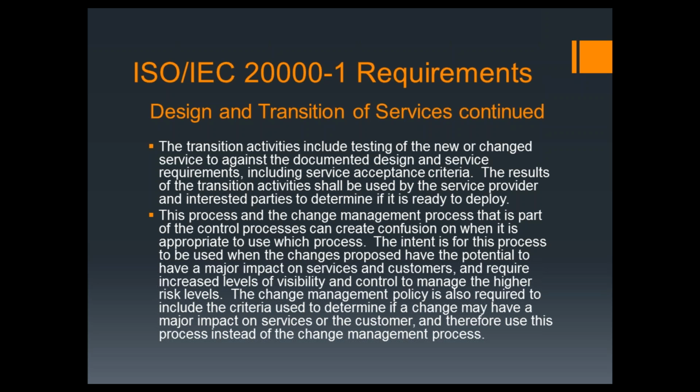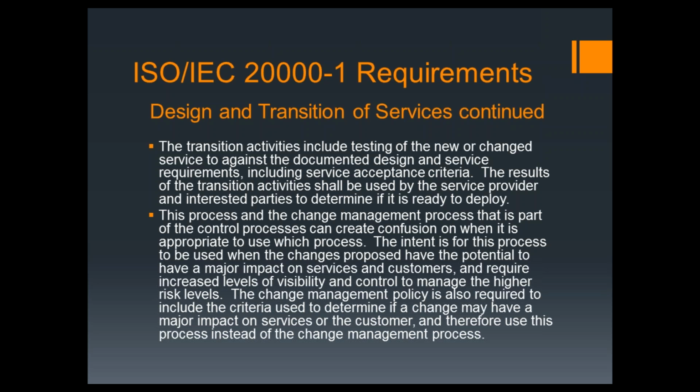This process and the change management process that is part of the control processes, which is another main section of this standard, can create a little confusion on when it's appropriate to use which process. But basically the intent is for this process to be used when the changes proposed have the potential to have a major impact on services and customers and require that increased level of visibility and control to manage the higher risks associated with them. The change management policy that's required to be written also must include the criteria used to determine if a change may have a major impact on services or the customer, and therefore use this process instead of the change management process.